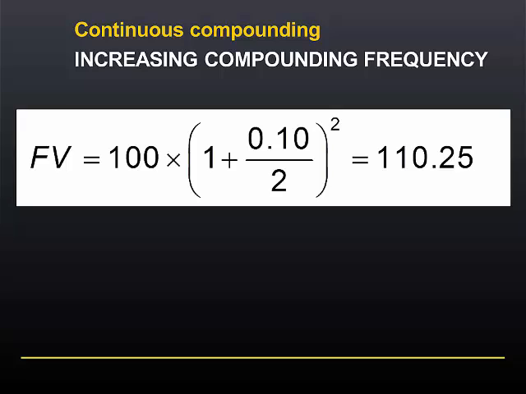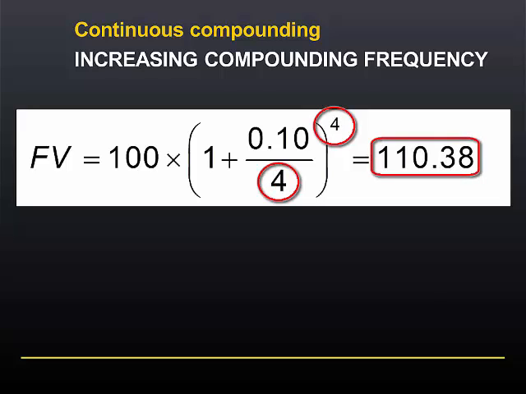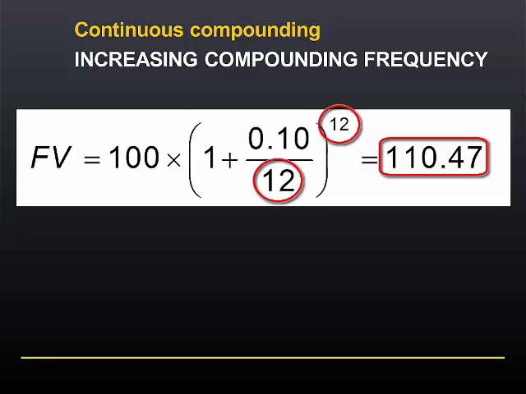If we have semi-annual compounding, we divide the annual interest rate 10% by 2 to get the interest rate per compounding period, and the number of compounding periods in 1 year is 2, and we can see that the future value increases slightly. As we continue to increase the frequency of compounding, we can see that the future value continues to increase, albeit at a decreasing rate.